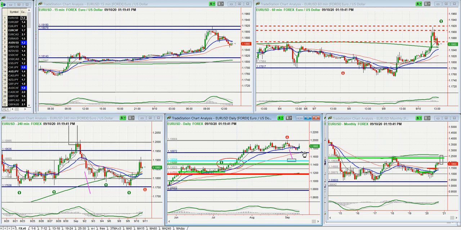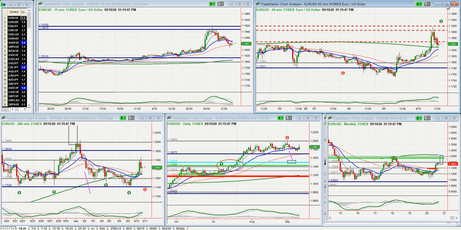Now with this down move, this week of successive down moves, we can see it better here on the 60-minute chart.